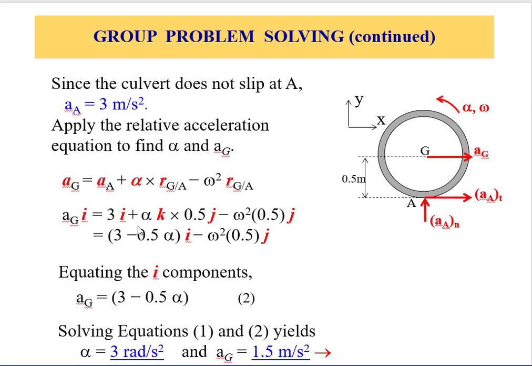I just wanted to reemphasize that the acceleration of point A here is purely due to tangential acceleration, AAT. So solve these two equations, and you get alpha equal to 3 radians per second squared and AG equal to 1.5 meters per second squared. Both of them are positive, so our assumption is correct.